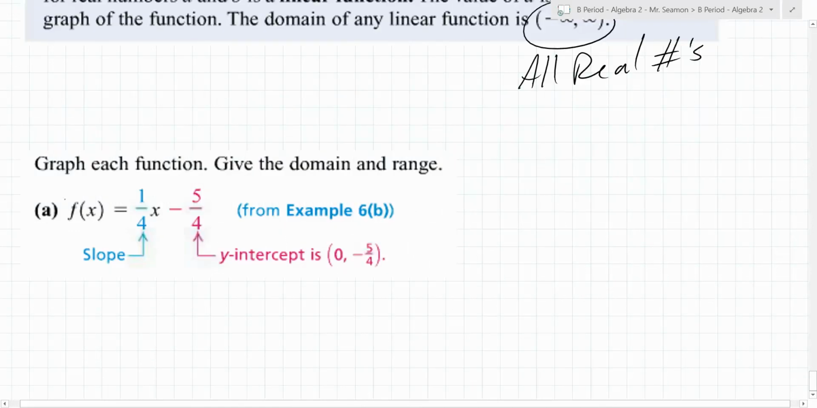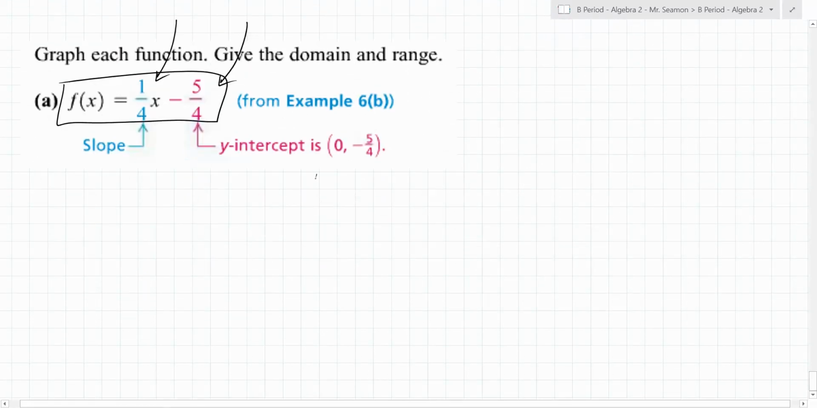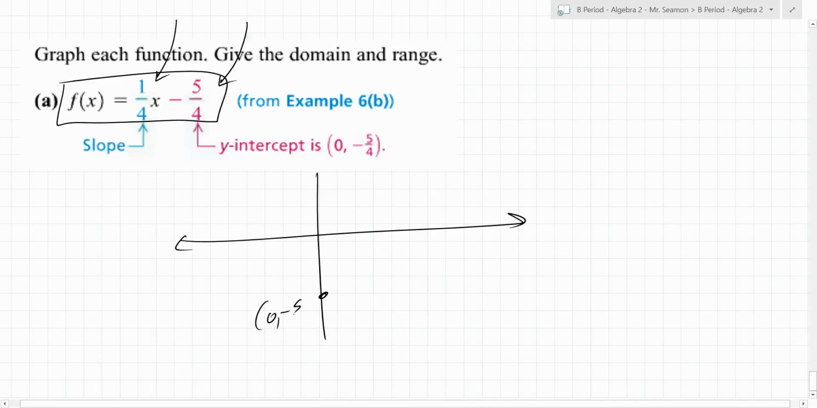So if the question was to graph this function, you know immediately that the slope is 1/4, and the y-intercept is 0, negative 5/4. So if you were to graph this, you would start at 0, negative 5/4, and go up a slope of 1/4. That's up 1 over 4. So for every unit you go up, you go over 4. So let's say you went up 1 over 4 right here. And there is your graph. Because I'm kind of approximating this, I'm calling this slope 1/4 right here. For every unit up 1 you went, you have to go over 4.